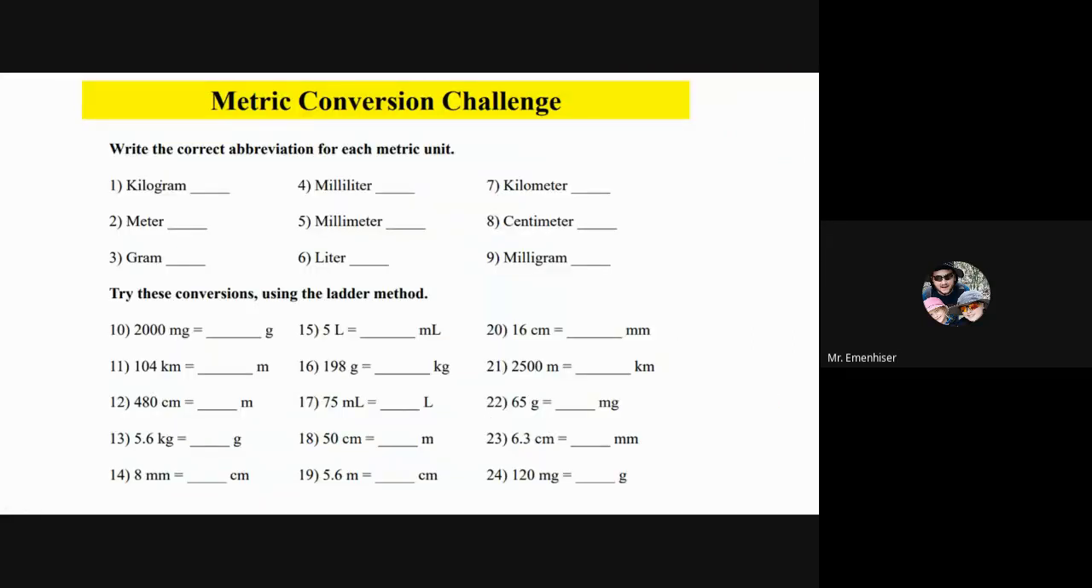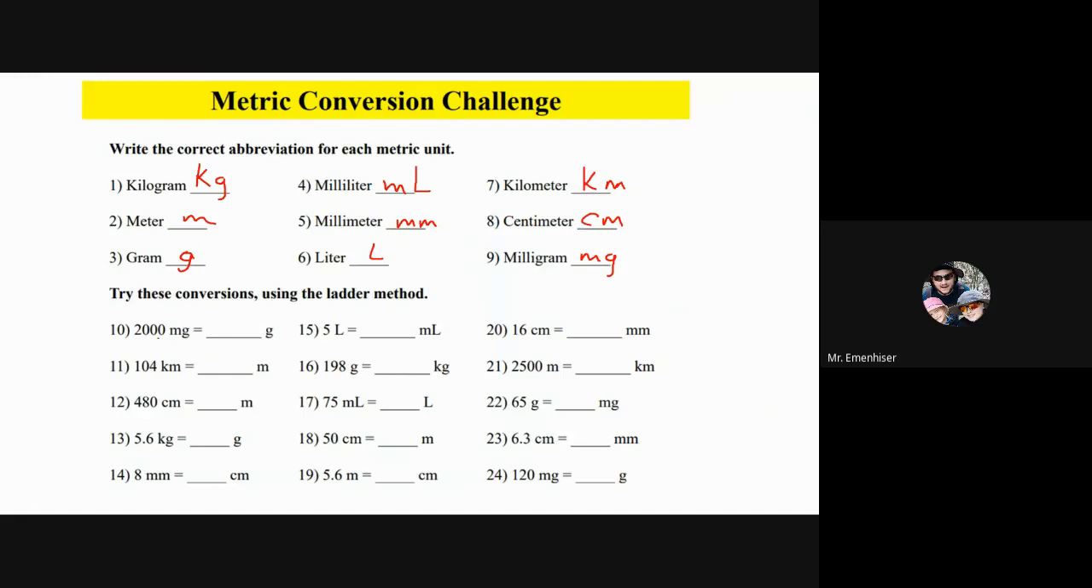All right, kilogram. K is for kilo. G is for gram. Milliliter, little m is for milli, and liter is capital L. Kilometer, little k, little m. Meter is little m. Millimeter, little m, little m. Centimeter, cm. Gram is little g. Liter, milligram, mg. Try these conversions using the ladder method.